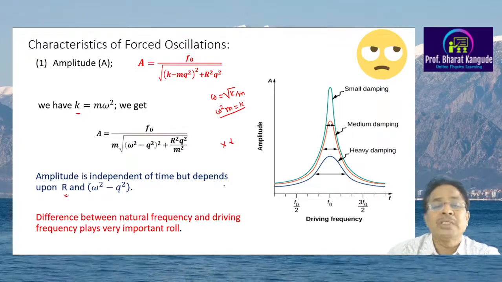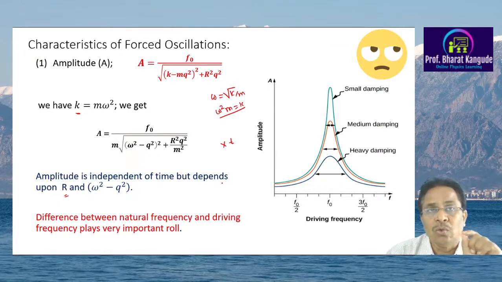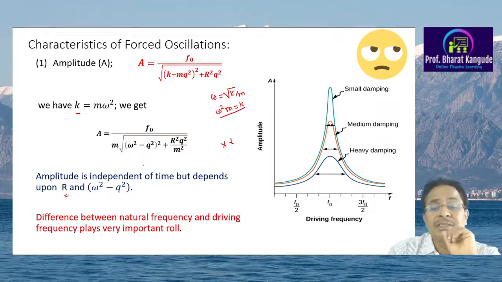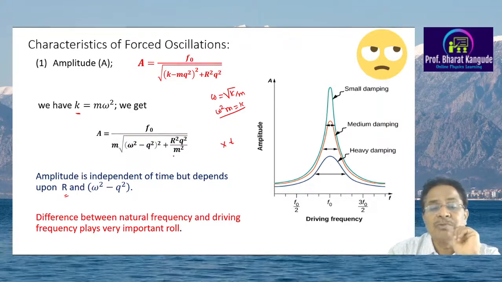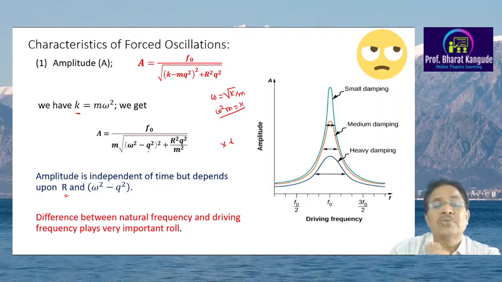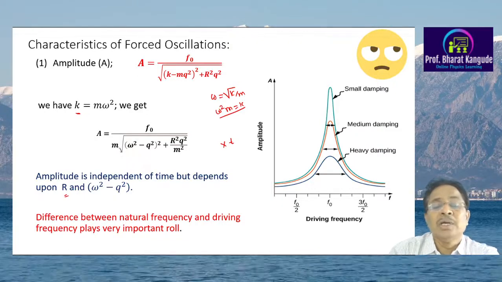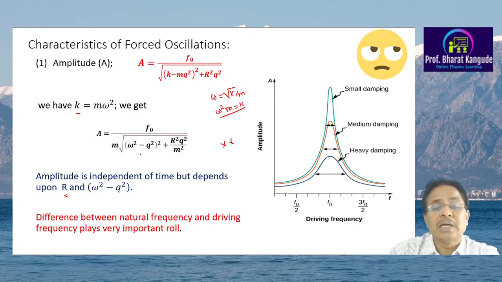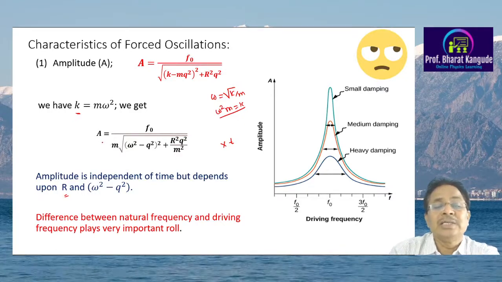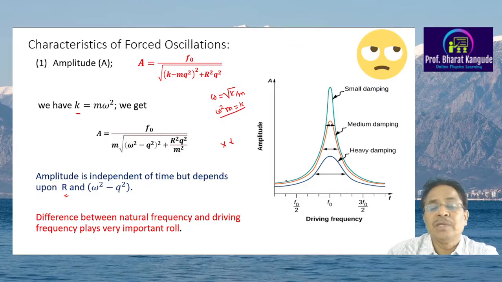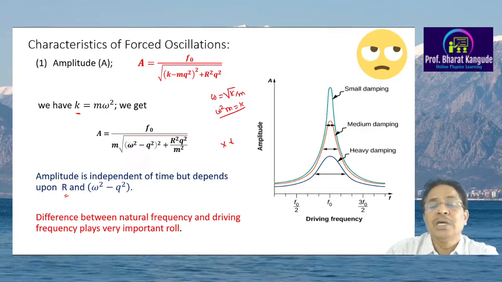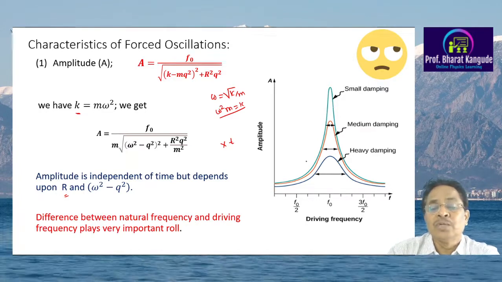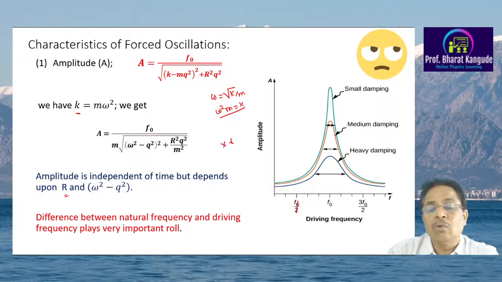And when the damping is very small, our oscillator is closer to the free harmonic oscillator. In that case r will be small, and the difference between omega square and q square will be smaller. So both terms in the denominator are smaller, and therefore A rises very sharply, and that's why we get a very sharp curve here, which shows A increases, reaches a maximum, and again falls here. Here actually this should be omega.